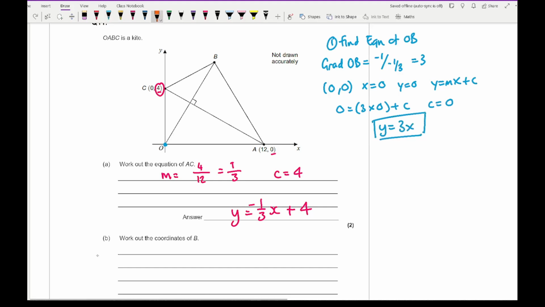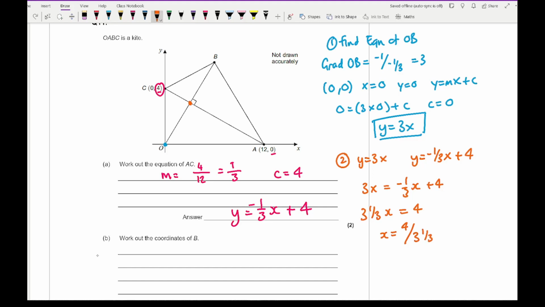The next thing I then need to do is to find this point here. Now to find the intersection point of two lines, we need to do simultaneous equations. So the second step here, we've got y equals 3x and we've got y equals -a third x plus 4. Now as they both equal y, I can have 3x equals -a third x plus 4. If I take the third over, I end up with 3 and a third x equals 4. I then have x equals 4 divided by 3 and a third.